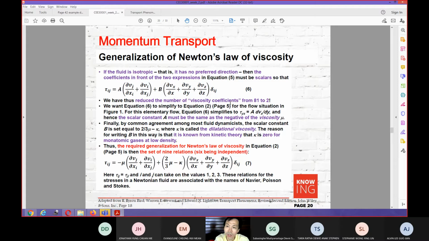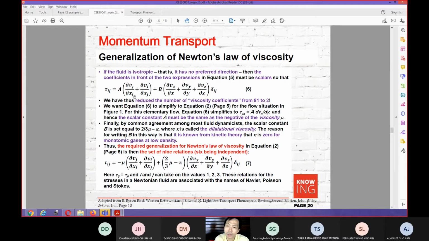But in reality, this took many decades for us to reach these conclusions. Now, we take this A here equal to B, the viscosity, because this is similar to the Newton's law of viscosity that we described earlier.